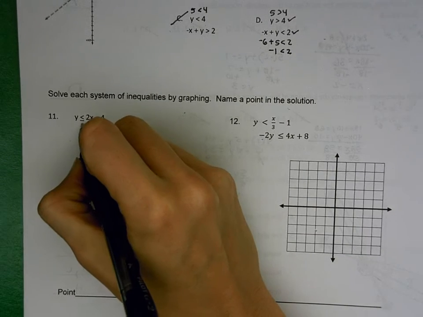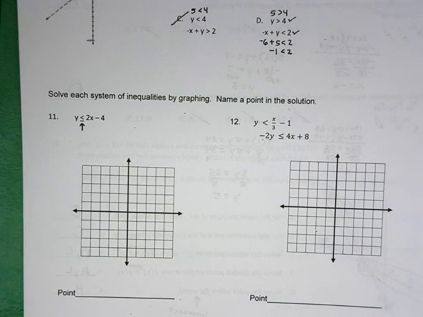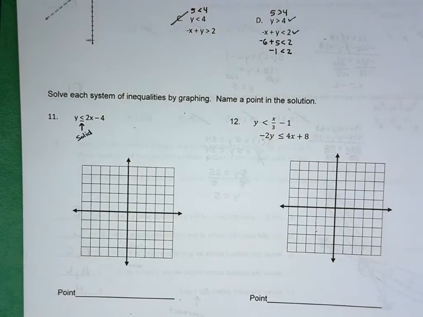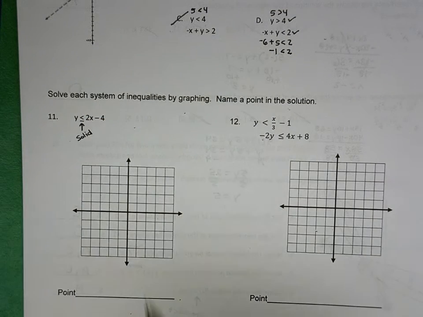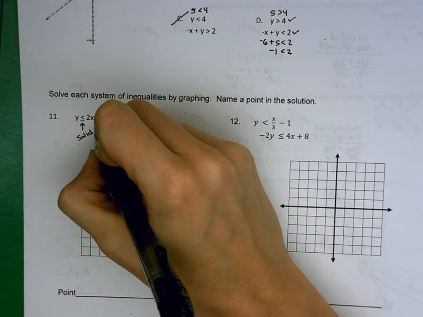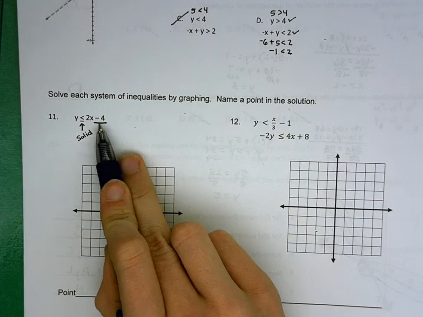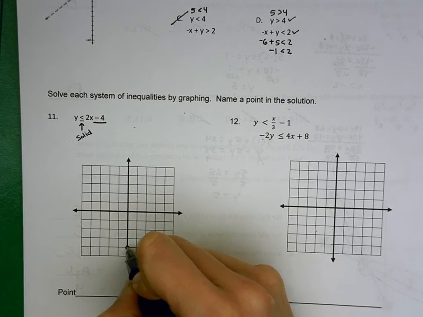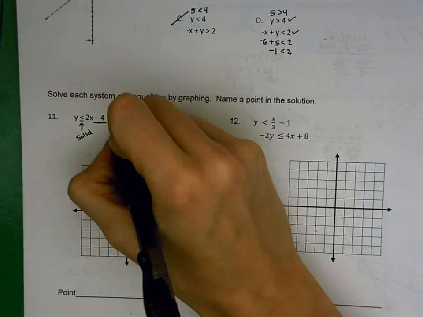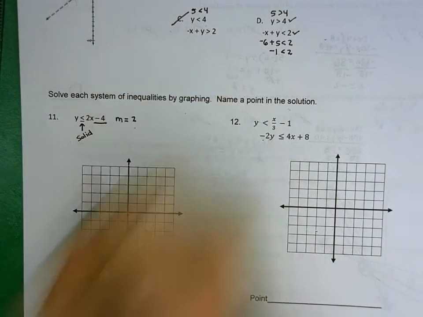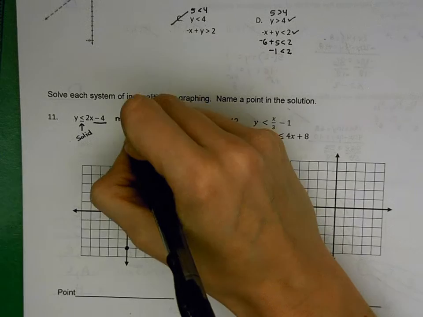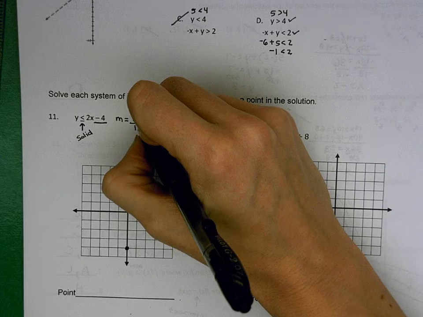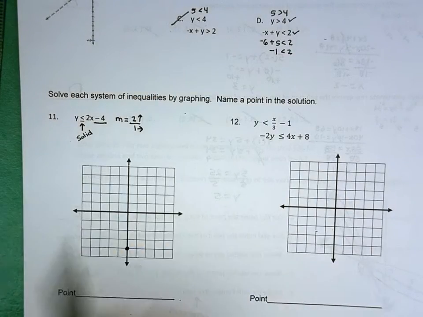Looking at this symbol, because I've got an equals right there, I know this is going to be a solid line. Because it's a solid line, I'm good to go here. I'm going to go ahead and not worry about the dashes. B is -4, so I'm going to start down here, 1, 2, 3, 4, at -4. And my m in this case is 2. Since I have no denominator, I'm going to go ahead and add 1. And since m is +2, I'm going to be going up 2 and right 1. And again, connecting that with a solid line.